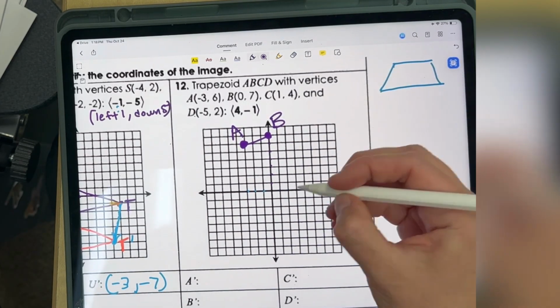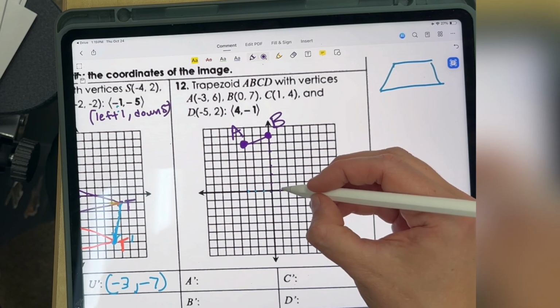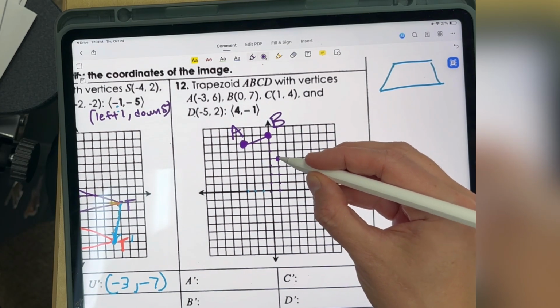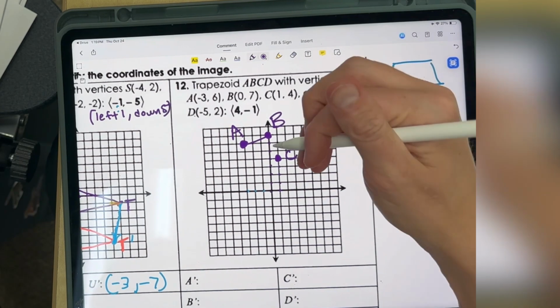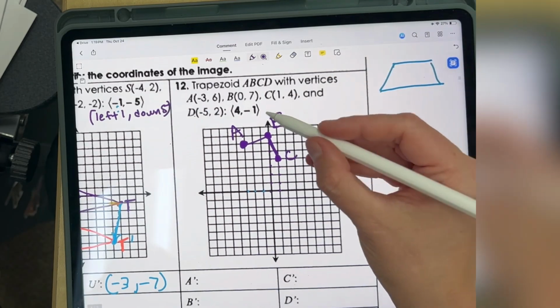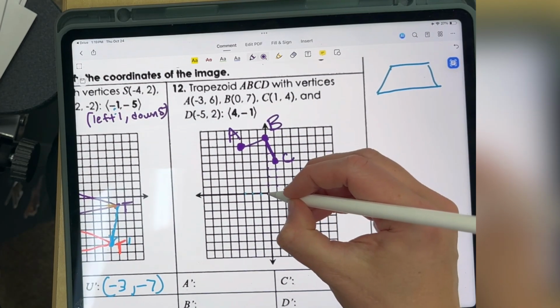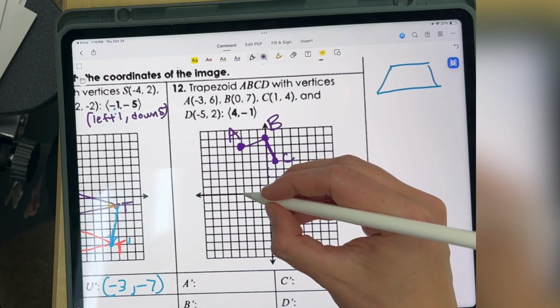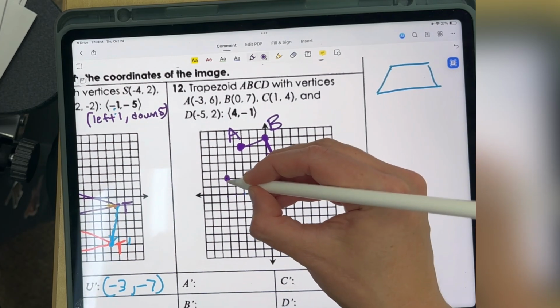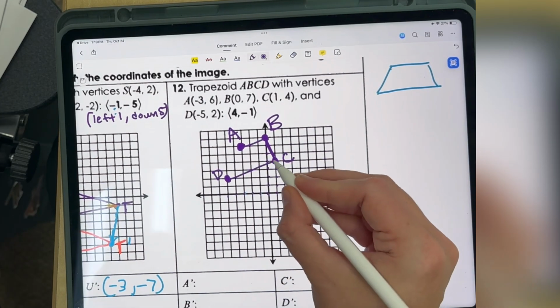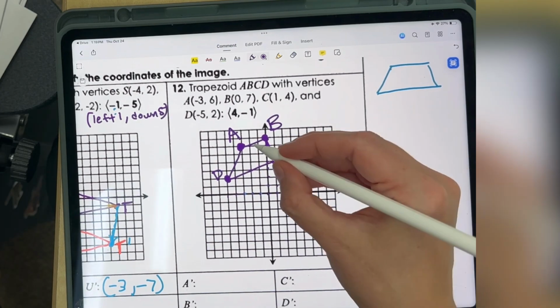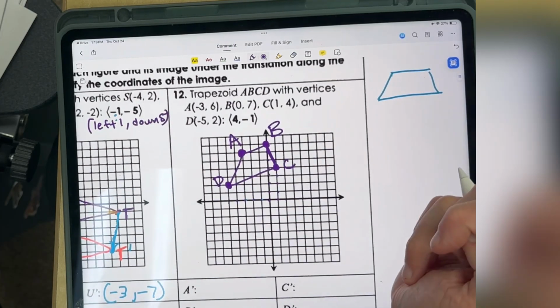Next, C is at (1, 4). So that goes over 1, up 1, 2, 3, 4. There's our original C. Last, D is at (-5, 2). So that means start at the origin, go left 1, 2, 3, 4, 5, up 1, 2. Connect those, and there's our trapezoid. Woohoo! 2 parallel lines, 2 non-parallel lines.